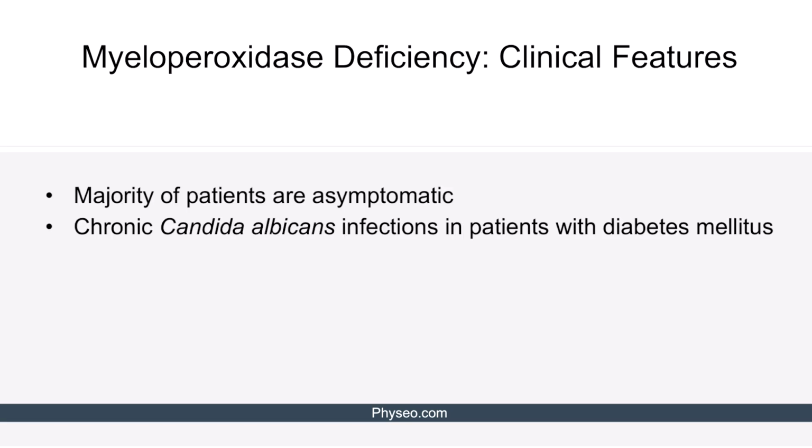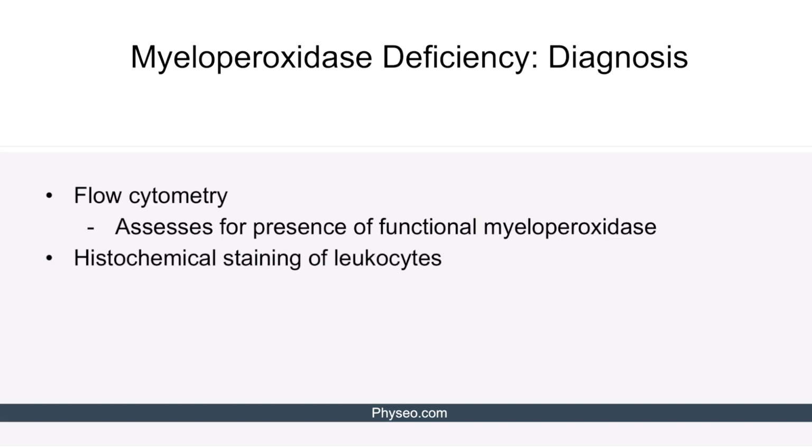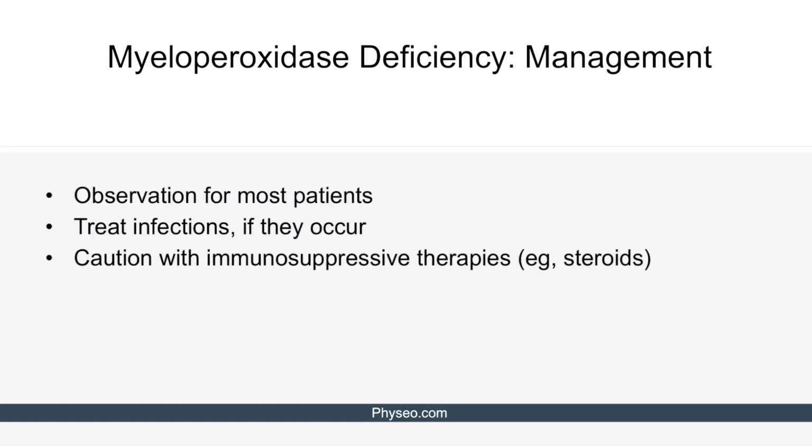When it comes to the clinical features, the vast majority of patients with this disorder are completely asymptomatic. That being said, chronic Candida albicans infections have been observed in patients who have diabetes mellitus on top of having myeloperoxidase deficiency. The diagnosis of myeloperoxidase deficiency is usually established with flow cytometry, which assesses for the presence of a functional myeloperoxidase. In some cases, clinicians may also obtain histochemical staining of leukocytes to check for the presence of myeloperoxidase as well. As far as management is concerned, observation is sufficient for most patients.